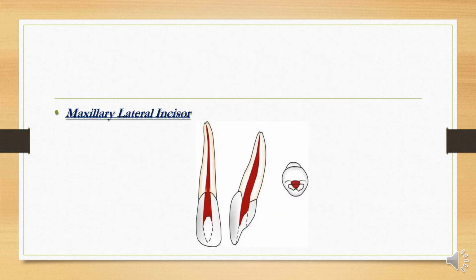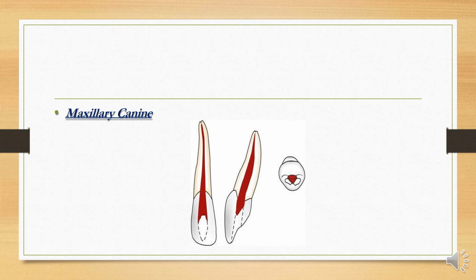Next, coming to the maxillary lateral incisor. The maxillary lateral incisor has a single root with a single root canal, and there's a small dilaceration seen at the apical one-third. The access cavity preparation for a maxillary lateral incisor is triangular in shape. Coming to the maxillary canine, the maxillary canine has the longest root with a root length of 28 millimeters. It has a wider root canal buccolingually rather than mesodistally.